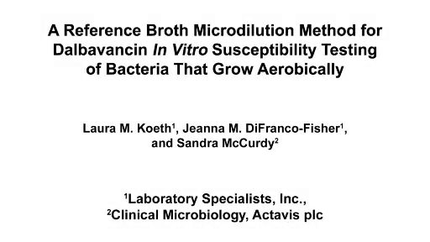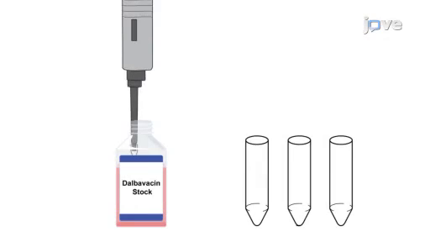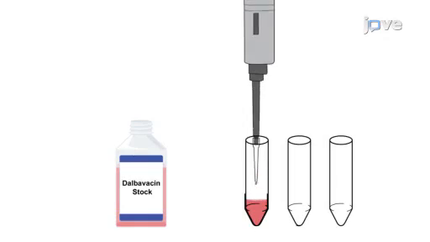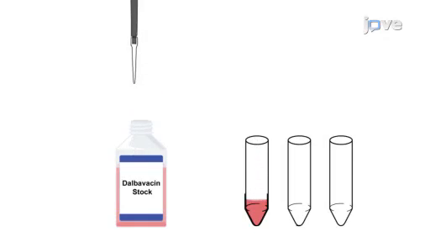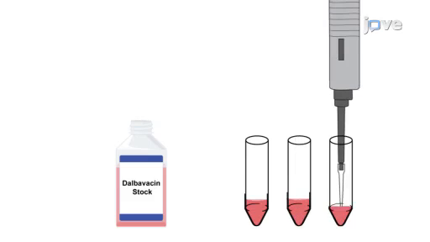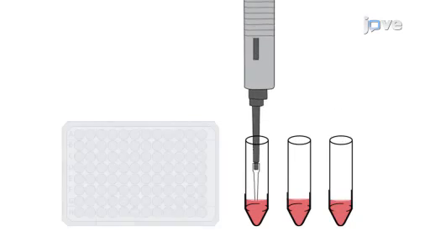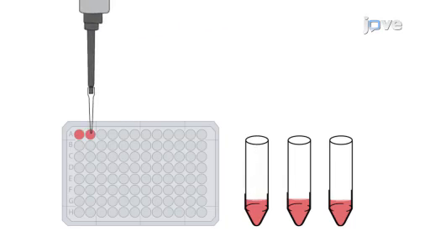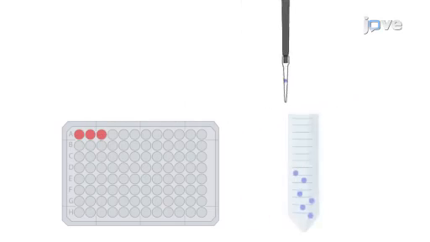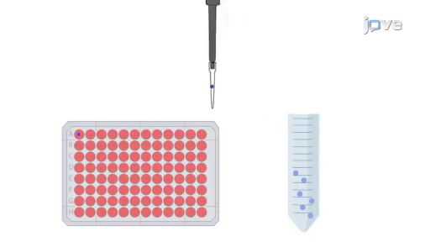The overall goal of the following procedure is to determine the minimum inhibitory concentration for dalbavancin using the broth microdilution method with a focus on the key steps that are unique to dalbavancin. To do this, stock and intermediate dilutions of dalbavancin are made in DMSO, and final dilutions are made in cation-adjusted Mueller-Hinton broth supplemented with polysorbate. The dilutions are dispensed into a 96-well plate and inoculated with a standardized suspension of bacteria.